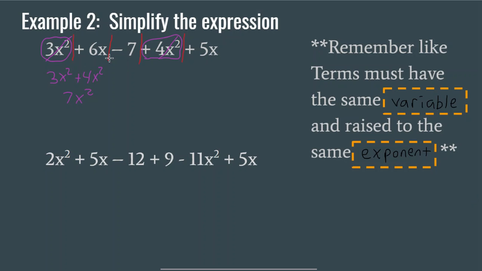So now I'm going to go to my next term, and I see I have this 6x. So I'm going to look, do I have any numbers with an x next to it? Well, here's -7, but no x. Here's 5x. So that would work. So I can combine these two. I have a 6x plus 5x. 6 plus 5 is 11x.